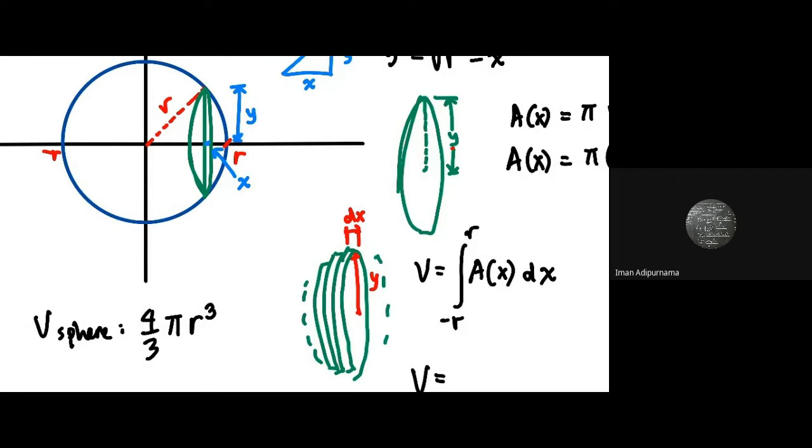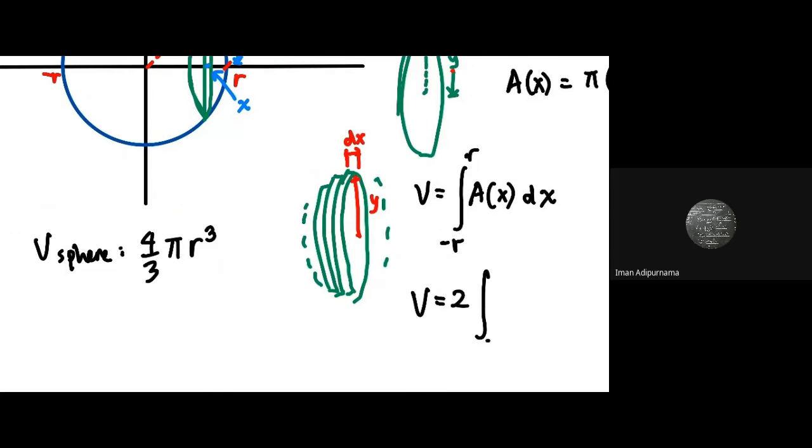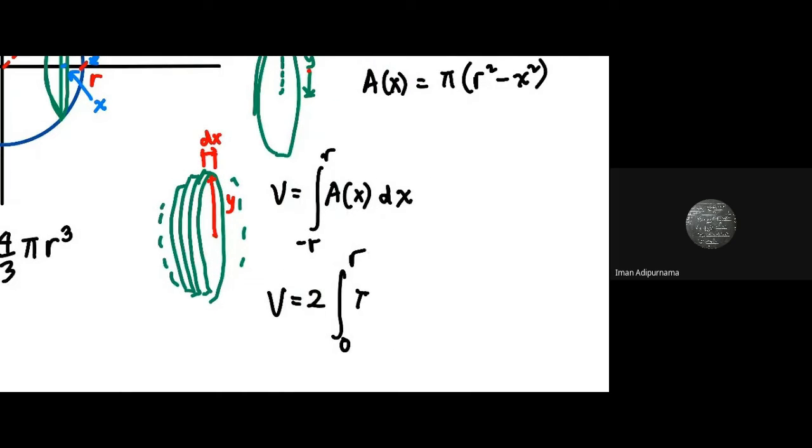So we can also imagine the volume of the sphere. Instead of evaluating from negative r to r, we can use the symmetrical property of the sphere, and just evaluate from 0 to r and then multiply by 2.